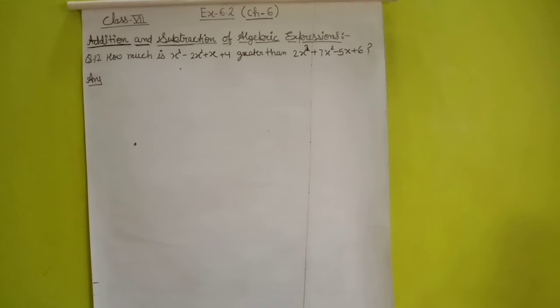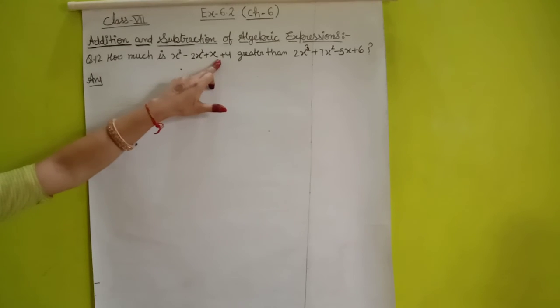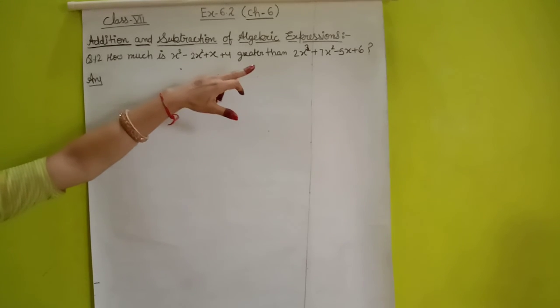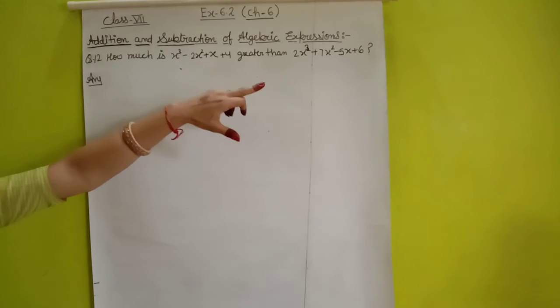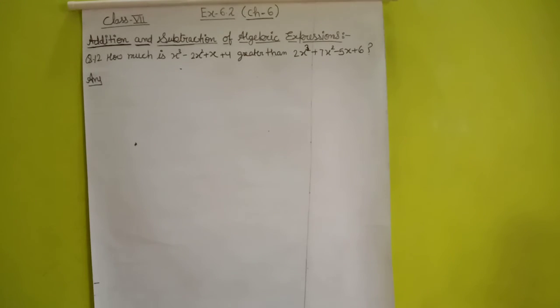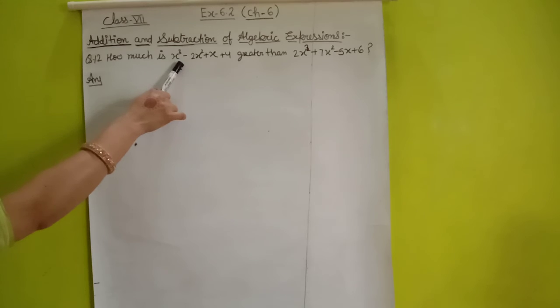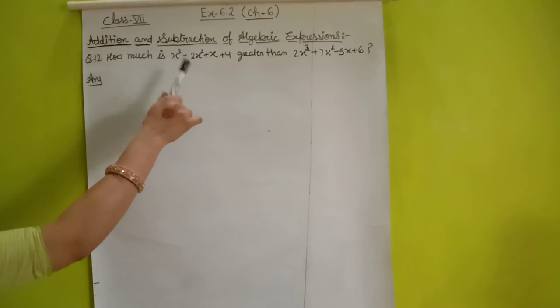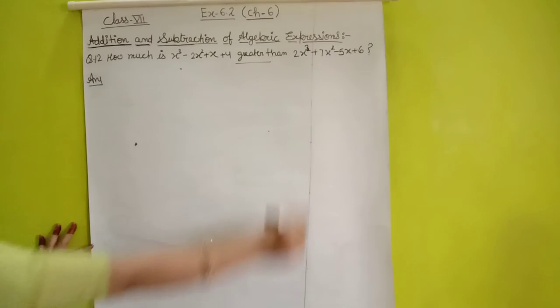Students, question number 12 is: how much is x cube minus 2x square plus x plus 4 greater than 2x cube plus 7x square minus 5x plus 6? Students, in both the given expressions, they are asking how much this is greater than. It means this one is greater than that one, then how much greater is this? So greater than means they are doing a comparison.